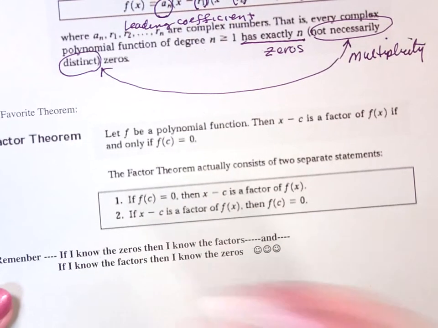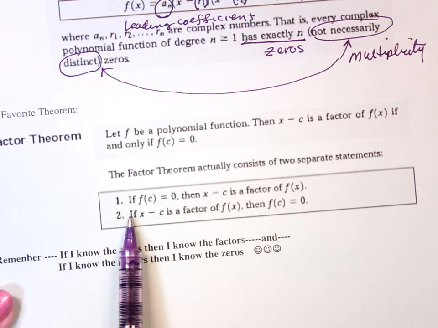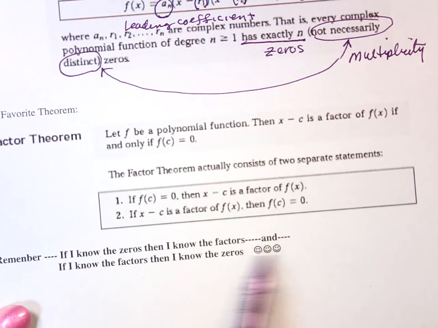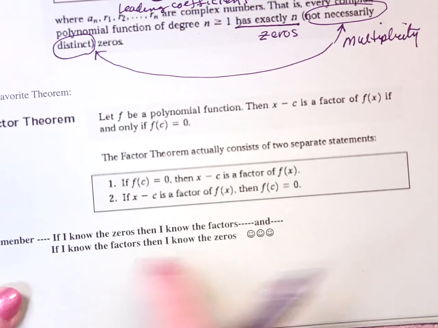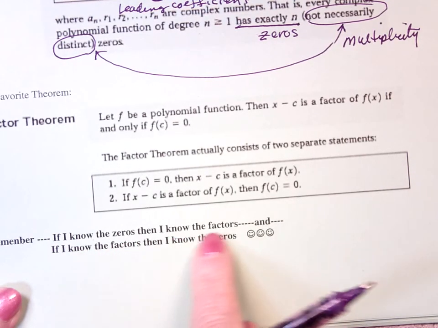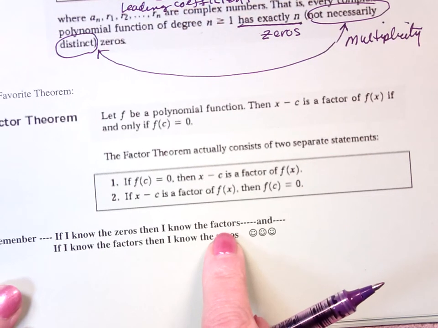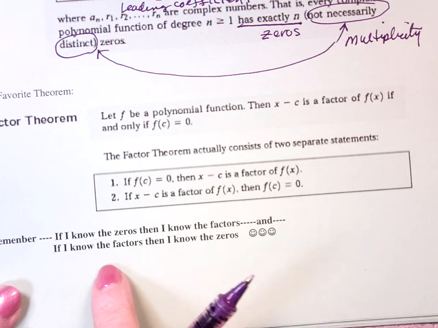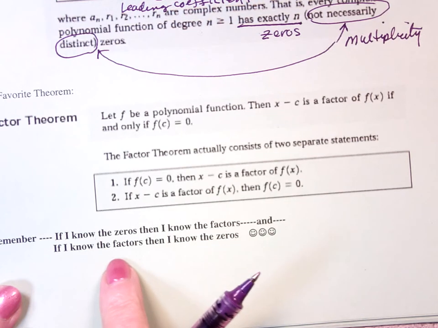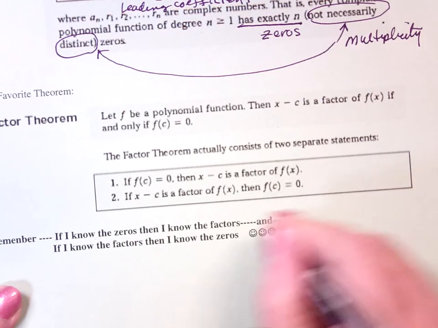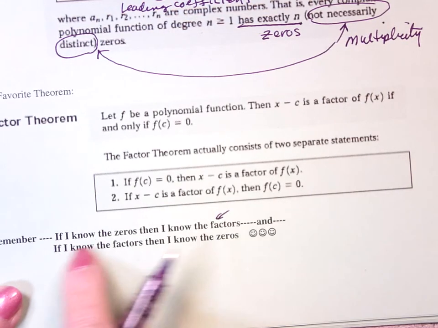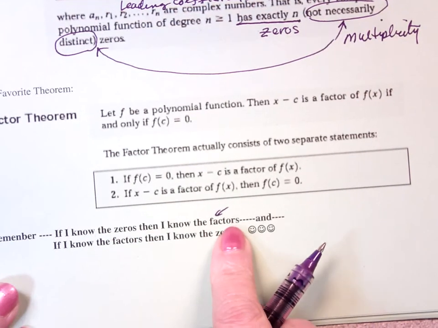So here we go. Factor theorem, my favorite theorem, which means that if you know the zeros, then you know the factors. If you know the factors, then you know the zeros. And essentially where we are right now is if I know the zeros, then I know the factors. What we just completed prior is that if I know the factors, then I'll know the zeros. So we're basically working in this area right here of finding the zeros so we can do the factors.